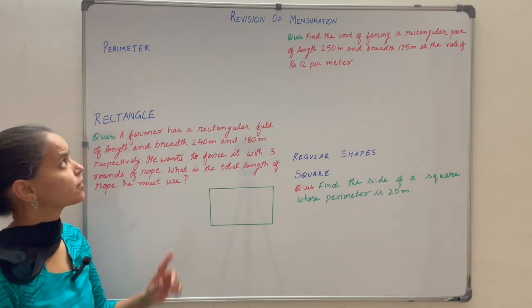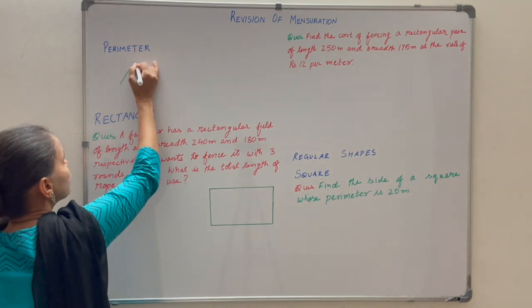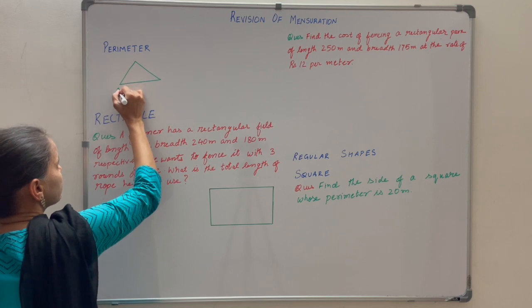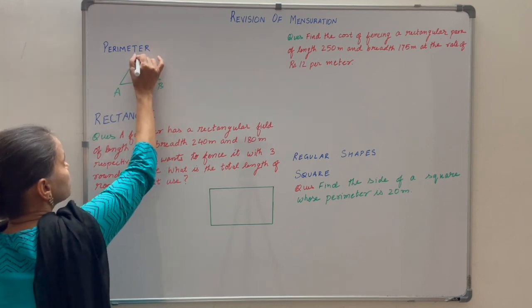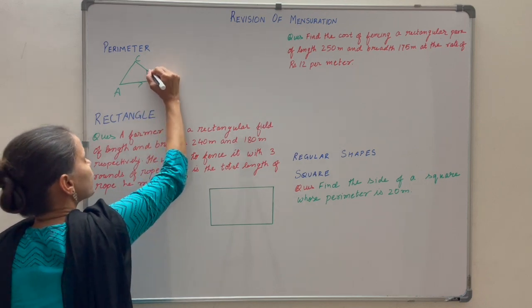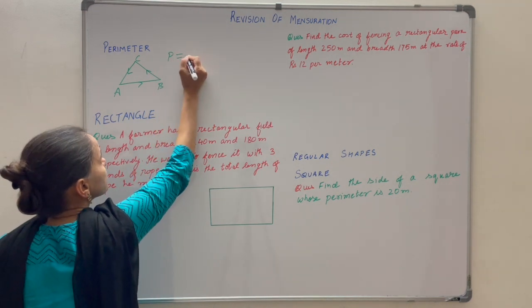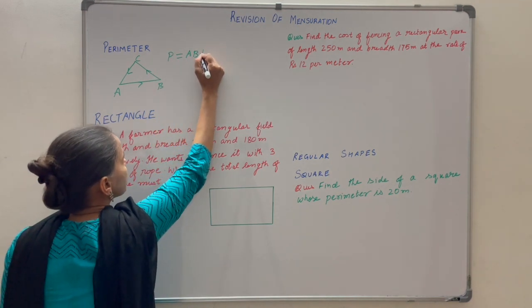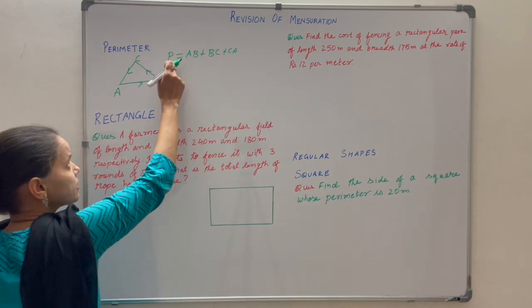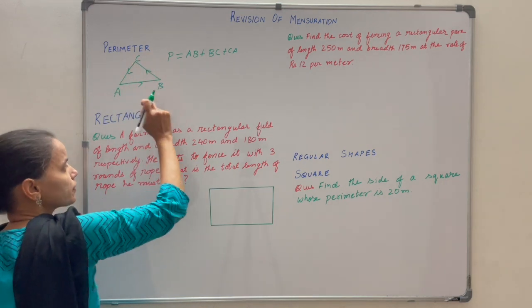Revision of mensuration. Perimeter. Perimeter is the distance covered when you go on the boundary once. So this is a closed figure. Suppose you are standing at A, then from A you went to B, from B you went to C, then from C you came back to A. So here the perimeter is AB plus BC plus CA. So perimeter is the distance covered on the boundary when you go around the figure once.